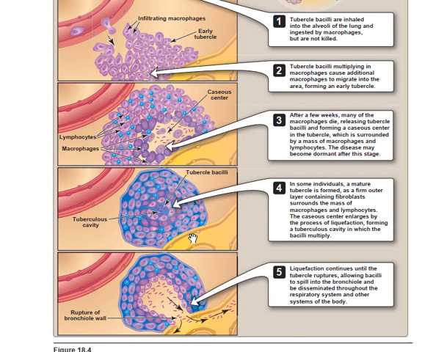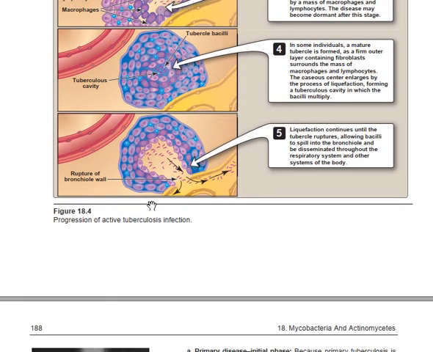The caseating center is going to enlarge by the process of liquefaction. So we have liquefaction necrosis, forming a tuberculous cavity in which the bacilli multiply. So this is the caseating necrosis part. Now the next is after liquefaction.